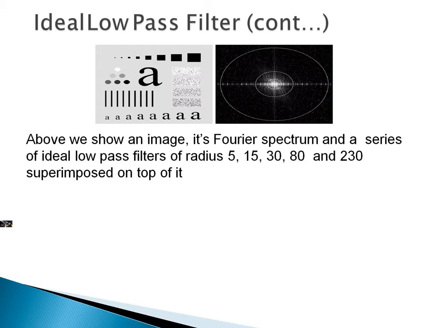So we have A, which is a test pattern, and figure B is its Fourier spectrum. The spectrum is very big, but here we are going to reduce that so that it will be visible within the range.